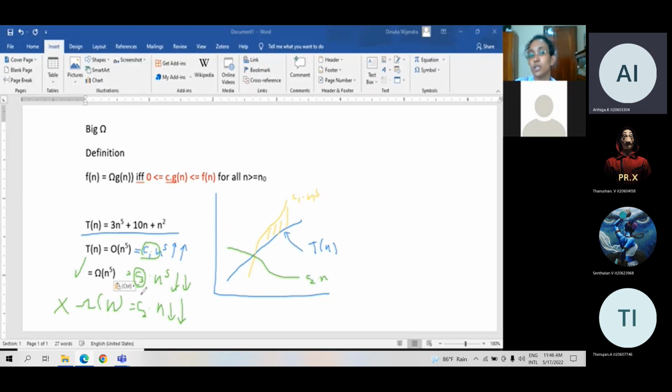It means C3 n5 has to be lower, but you know that n is here. n5 has to be somewhere here. So C3 n5 has to be lower, but it should be above C2 n. It should be like this. But you know that this is also lower. Both answers are correct.